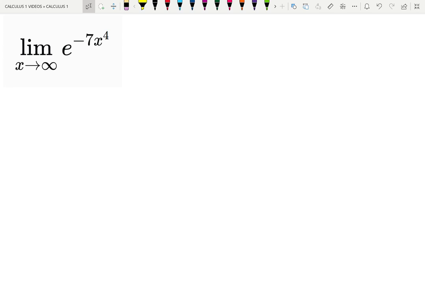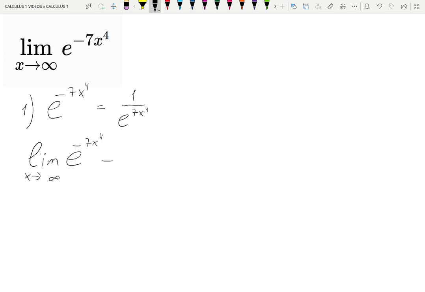Find the corresponding limit of e raised to the negative 7x to the 4 as x approaches infinity. There are several ways of understanding this problem. Way number 1: e to the minus 7x to the 4 can be written as 1 over e to the 7x to the 4. Thus, the limit of e to the minus 7x to the 4 as x approaches infinity can be written as the limit of 1 over e to the 7x to the 4 as x approaches infinity.